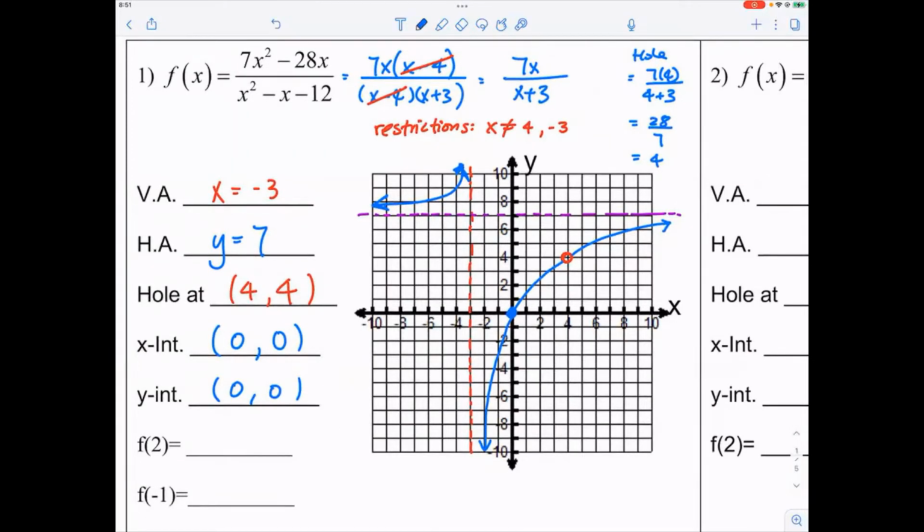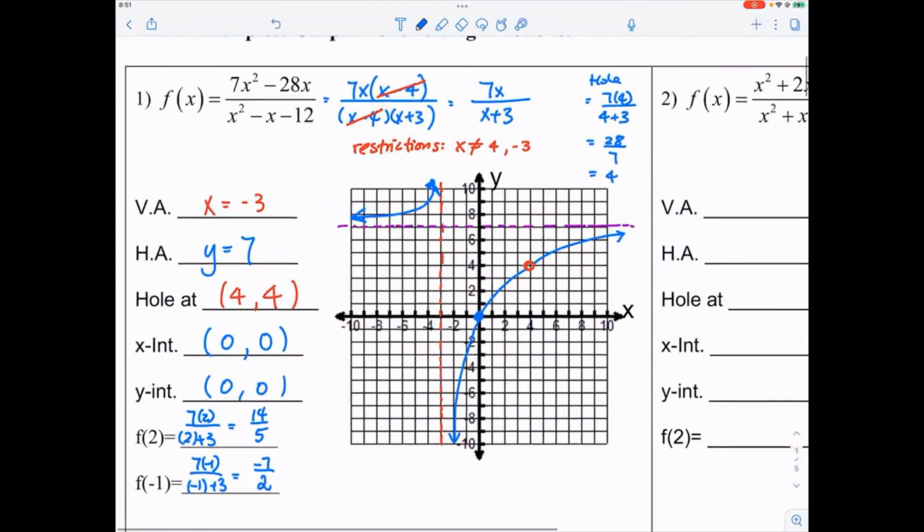And if you want to find out what f of 2 is, you would just go ahead and substitute 2 into x. So you have 14 over 5. That is your f of 2. And for f of -1, you substitute -1 into x. So you have -7 over 2 as your f of -1.